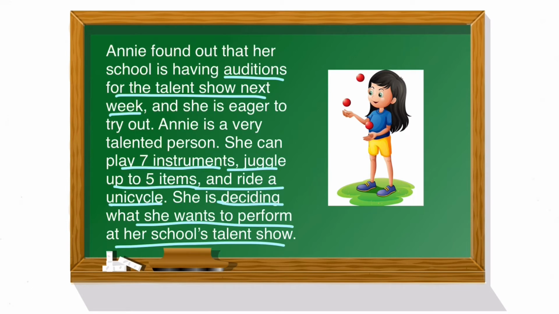Now, the details that auditions for the school's talent show are next week and that she's deciding what she wants to perform at her school's talent show all support the main idea that she is excited to try out. And now, the other details, such as she can play 7 instruments, juggle up to 5 items, and ride a unicycle, all support the main idea that Annie is very talented.